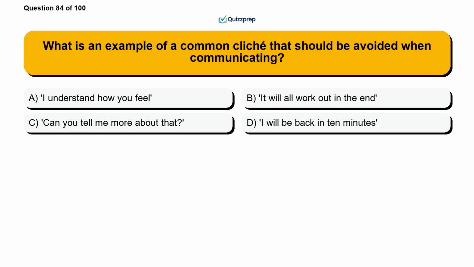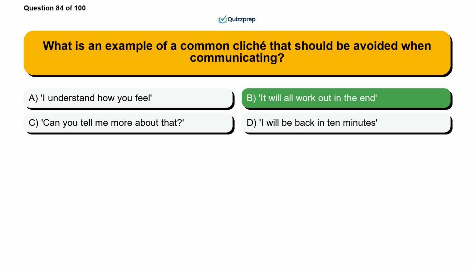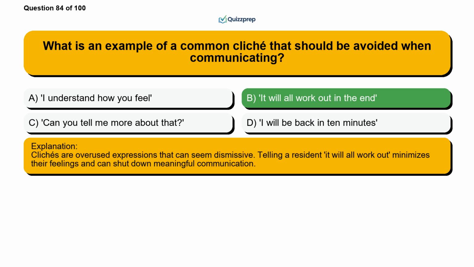Question 84. What is an example of a common cliché that should be avoided when communicating? Option A, I understand how you feel. Option B, it will all work out in the end. Option C, can you tell me more about that? Option D, I will be back in 10 minutes. The correct answer is option B, it will all work out in the end. Clichés are overused expressions that can seem dismissive. Telling a resident, it will all work out, minimizes their feelings and can shut down meaningful communication.